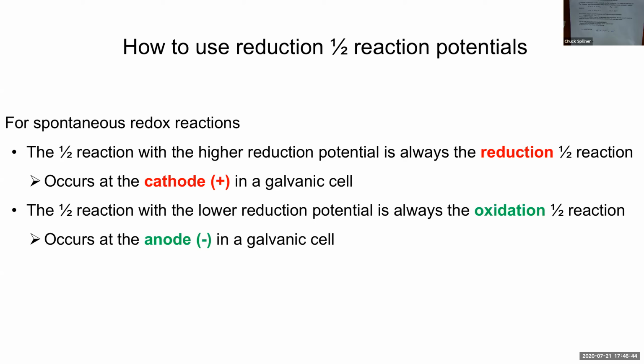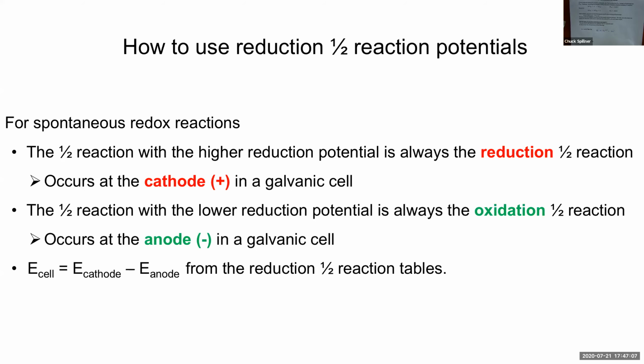And conversely, the half reaction with a lower reduction potential is always the oxidation half reaction that occurs at the anode. So you would flip the reaction with the lower reduction potential that would occur at the anode, but it would be reversed. You have to write it as the oxidation half reaction. And the way to calculate this, using the information directly off the tables without having to change signs, is just to say E cell is E cathode minus E anode.